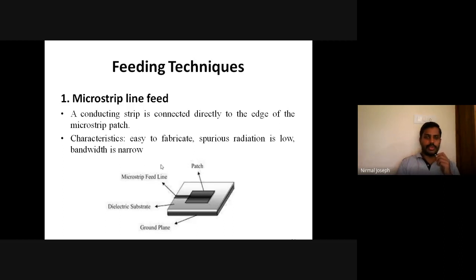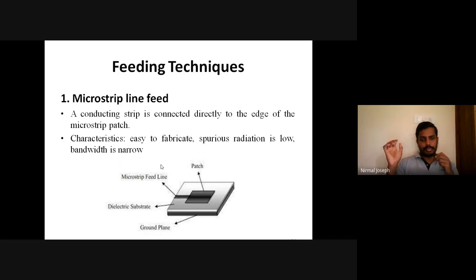Okay, next we are moving on to the feeding techniques used in microstrip antennas. There are different types of feeding techniques which we use to feed the microstrip antenna, that we will see one by one. The basic thing about the feeding techniques is you should understand the diagram. The rest of the things you can write on your own.